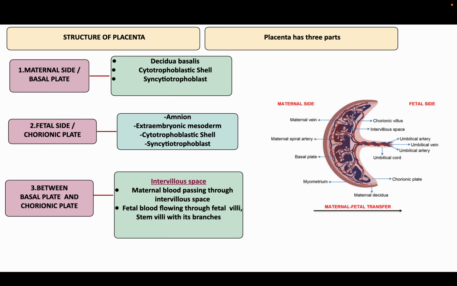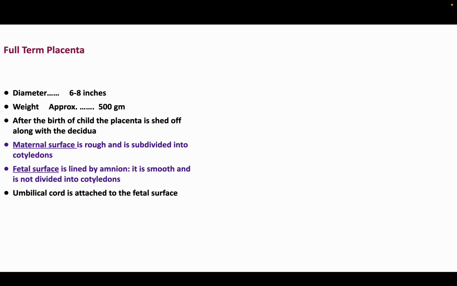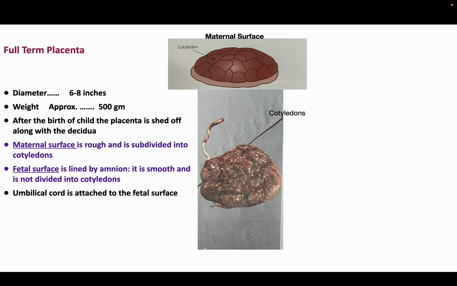And between these two plates, the intervillous space is present, in which the maternal blood passes through the intervillous space, and fetal blood flows through the fetal villi, stem villi, and its branches. If we see the full term placenta, diameter is around 6 to 8 inches and weight is approximately 500 grams. After the birth of the child, the placenta is shed off along with the decidua. Now the maternal surface is rough and is subdivided into cotyledons. So the septa appear as grooves, and the raised area or cotyledon appears as a convex area.